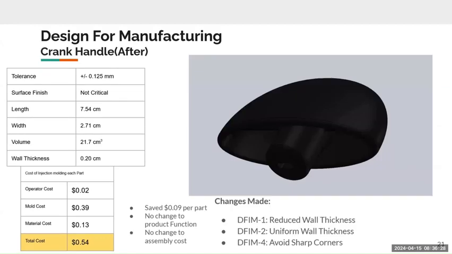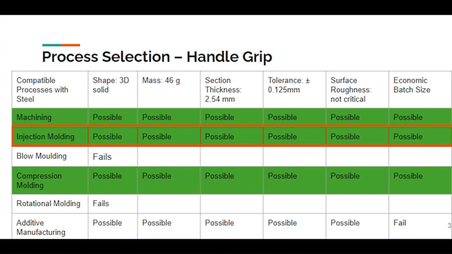After redesigning, we did this by reducing the wall thickness and making it a uniform wall thickness while also avoiding sharp corners. Our total manufacturing cost is 54 cents without changing any of the major dimensions. With doing this, we saved 9 cents per part with no change to the product function and no change to the assembly cost.